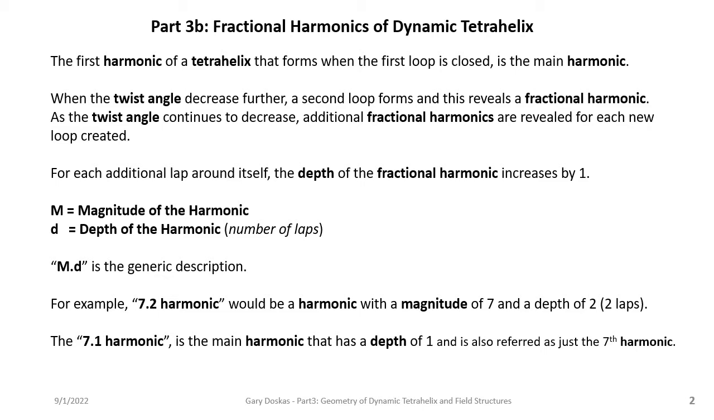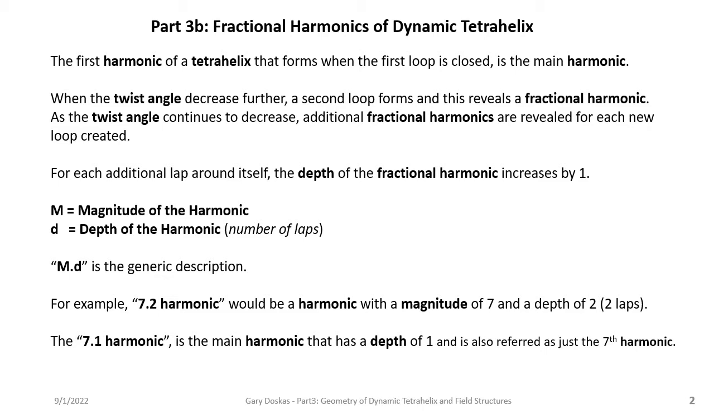The first harmonic of a tetrahelix that forms when the first loop is closed is the main harmonic. When the twist angle decreases further, a second loop forms, and this reveals a fractional harmonic. As the twist angle continues to decrease, additional fractional harmonics are revealed for each new loop created. For each additional lap around itself, the depth of the fractional harmonic increases by 1.